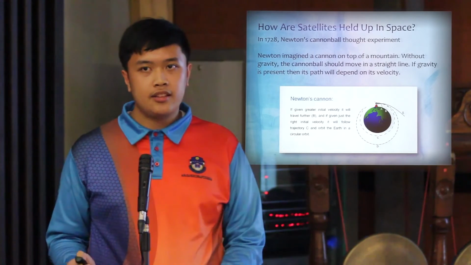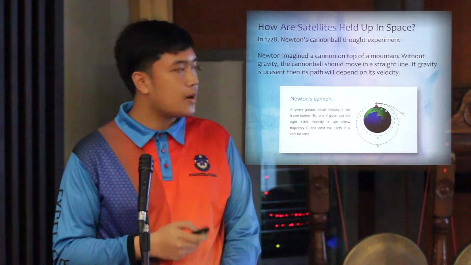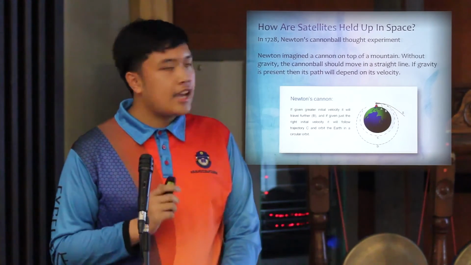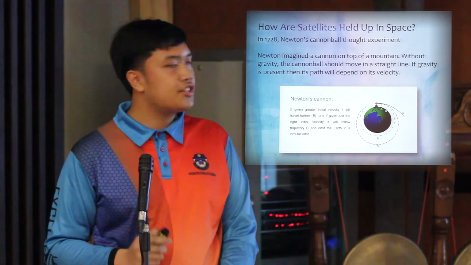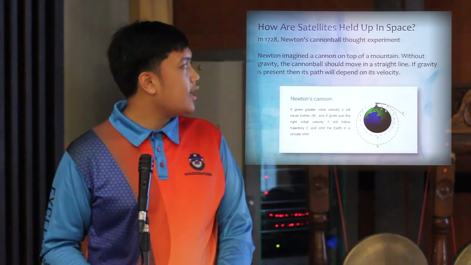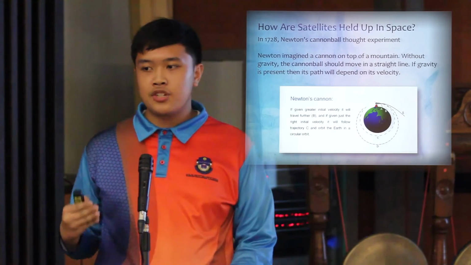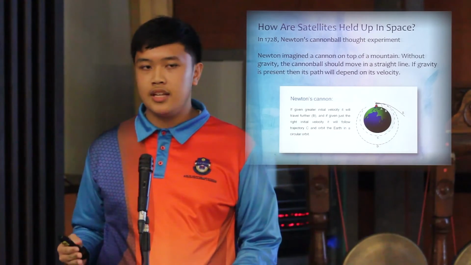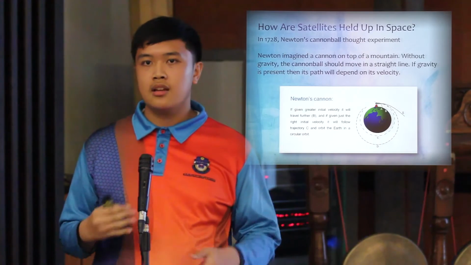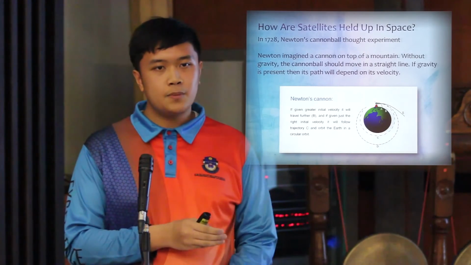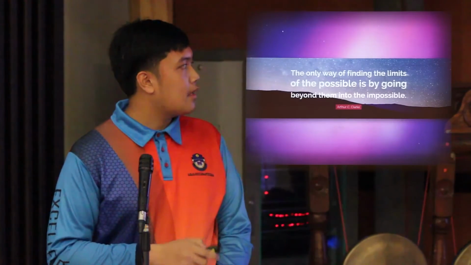In 1728, Isaac Newton thought of an experiment called the cannonball thought experiment. He imagined a cannon on top of a mountain. Without gravity, the cannonball should move in a straight line. Makes sense, right? But if gravity is present, then its path will depend on its velocity. If it travels at a fast enough velocity, then the gravitational pull of the Earth won't be as strong, and thus this could be called the gravitational force equals the centripetal force of the satellites.